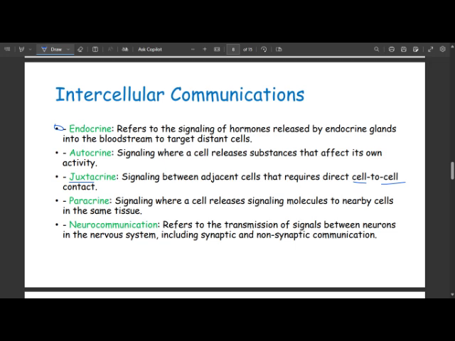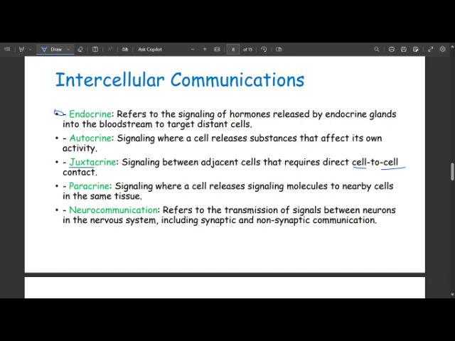Then in paracrine, on the other end, we have signaling where a cell releases signaling molecules to nearby cells in the same tissue. So the cells are nearby or at some distance, not very far away though, but in the same tissue. Okay, but neurocrine or neural communication refers to the transmission of signals between neurons in the nervous system, including synaptic and non-synaptic communication. So we can include the neuromuscular junction here as well as part of neural communication.